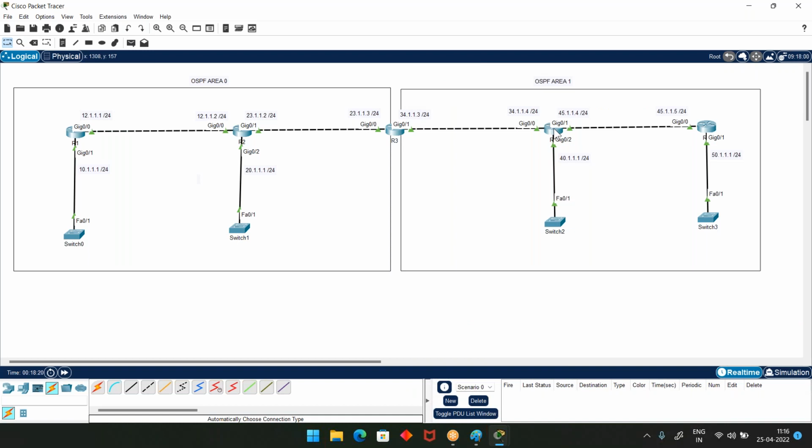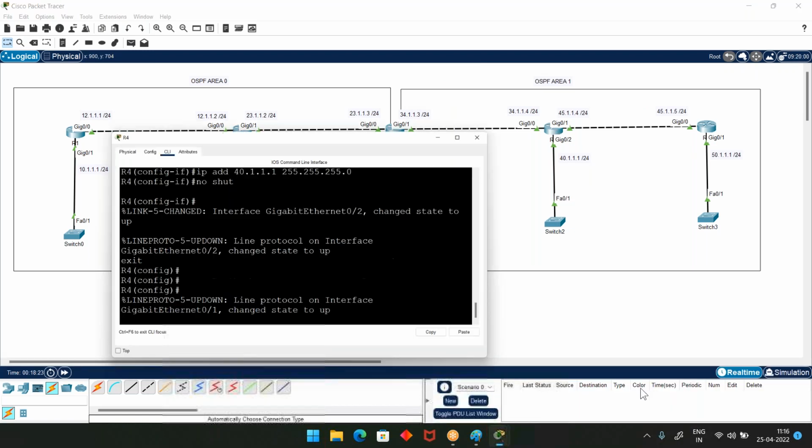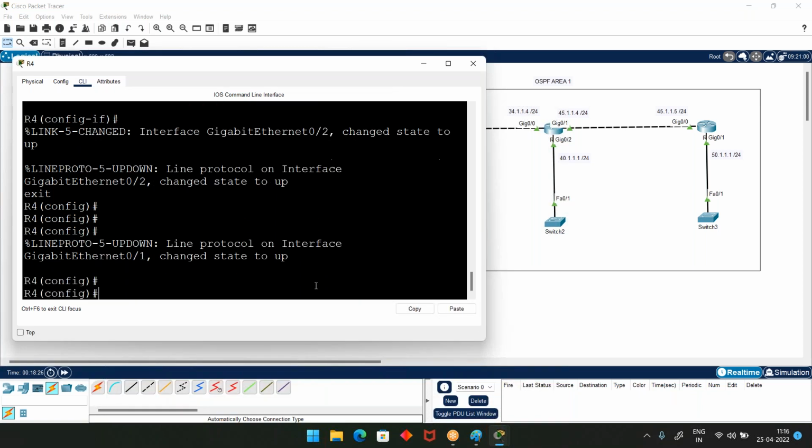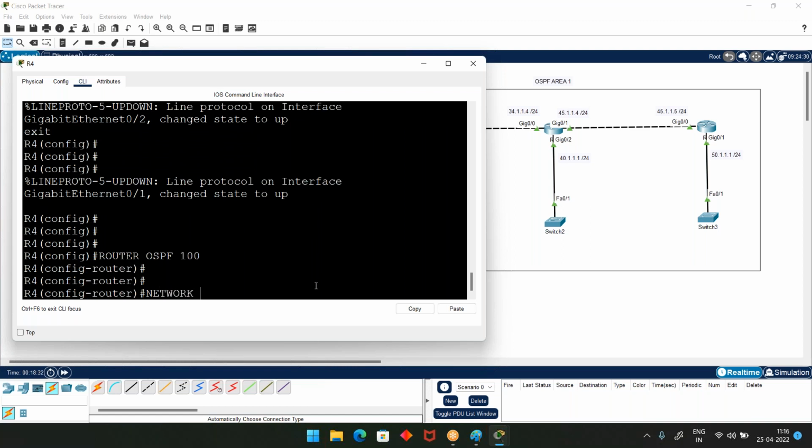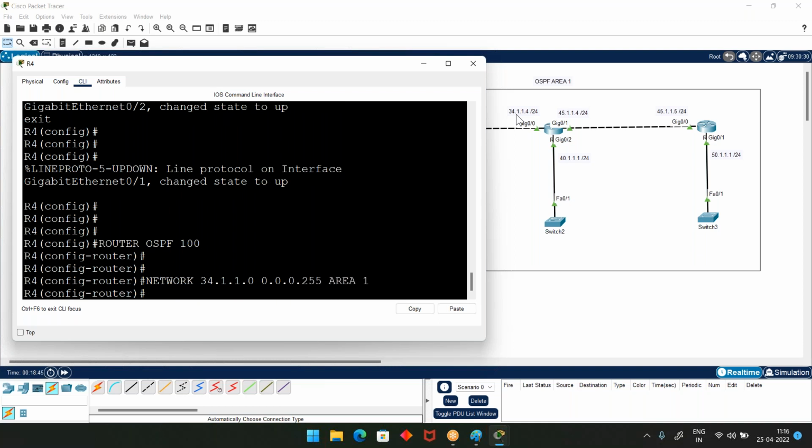Now let's go to this R4 router here. Now with R4 also, let's configure the OSPF protocol. Router OSPF 100 now. Network, this 34.1.1.0 belongs to which area? Can you please tell me, all of you? Area 1 now here. This 45.1.1 network now belongs to which area?